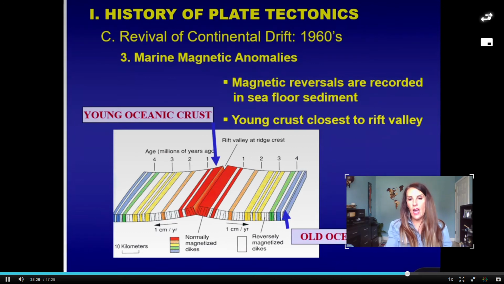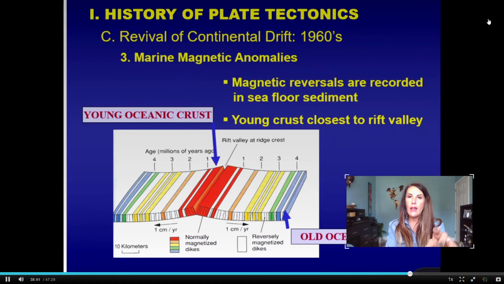And that's what this diagram here is showing you. So you see 1 million years. So it's like a conveyor belt, 1 million, 2 million, 3 million, 4 million. So as you move away from that Rift Valley, the rocks get consecutively older.